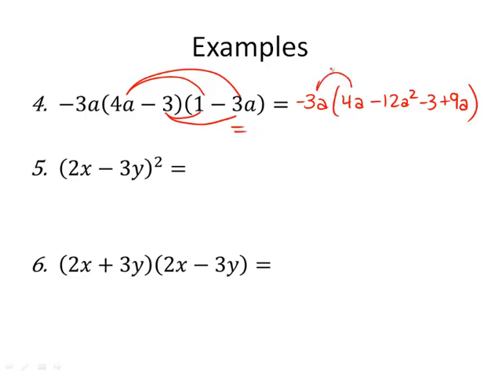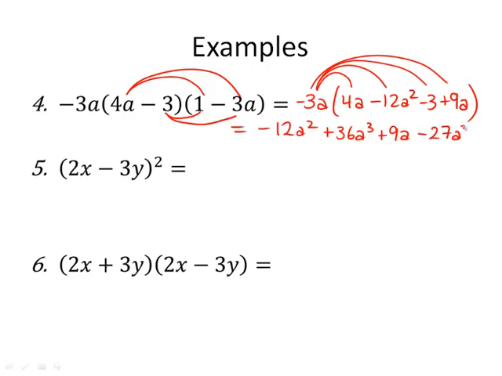Now we need to multiply in the negative 3a. And notice you could combine like terms first, or you could do that later. So you have several options in this example. Try it on your own in different ways and see if they all come to the same answer. Negative 3a times 4a is negative 12a squared. Negative 3a times negative 12a squared is positive 36a cubed. Negative 3a times negative 3 is positive 9a. Negative 3a times 9a is negative 27a squared.